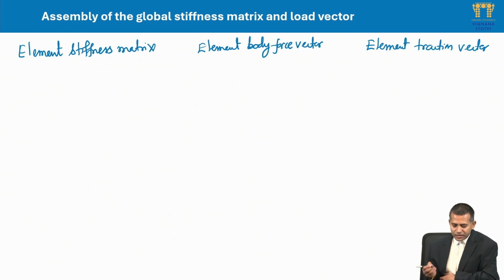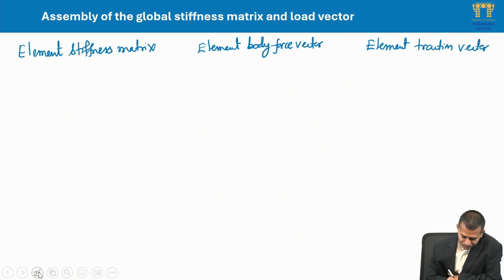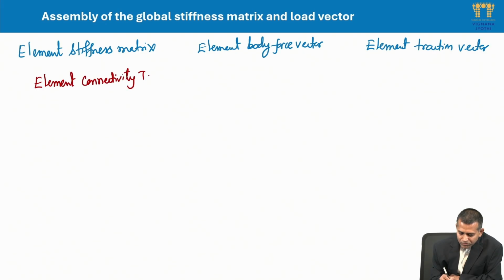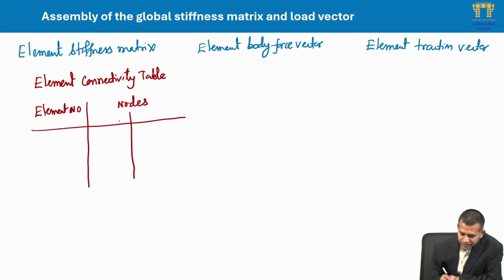So if you write this element connectivity table, let us write the element number, and then here we write the nodes. We can write this table like this, and each element has two nodes, so I can write node 1 and node 2.